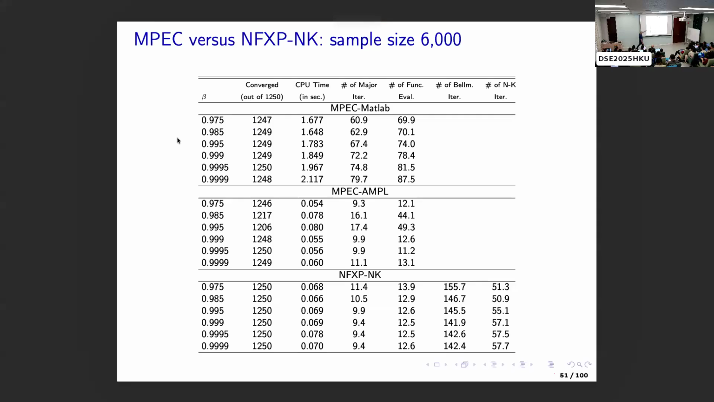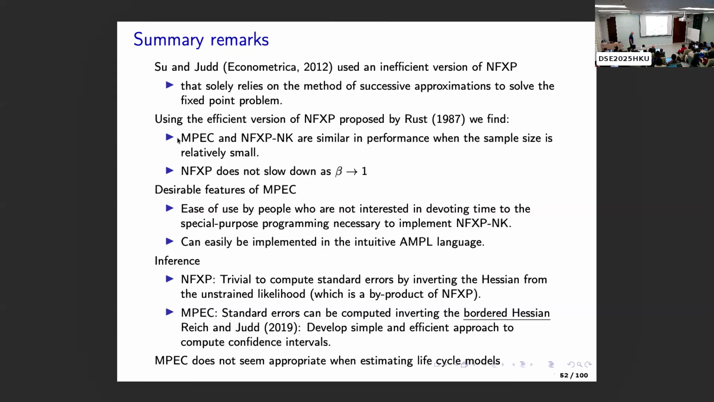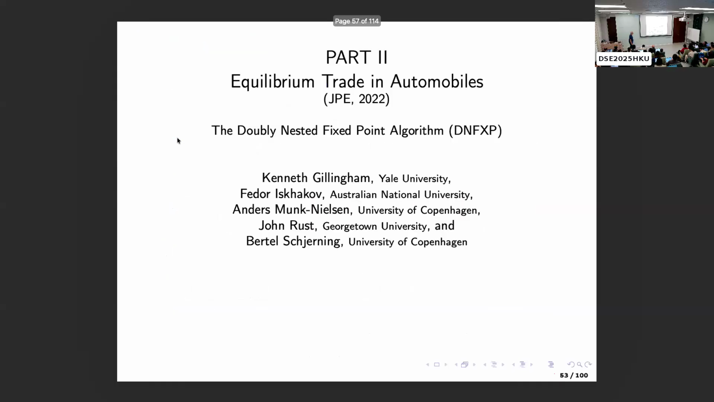Okay, yeah, we do a lot of comparisons, and essentially here is MPEC. It works most of the time. Computer times are similar to what they found. We sped up a little bit, probably because we had a different computer, but if you do NFXP, it's roughly the same. Okay, so these are two nice ways of implementing structural estimation of discrete choice.